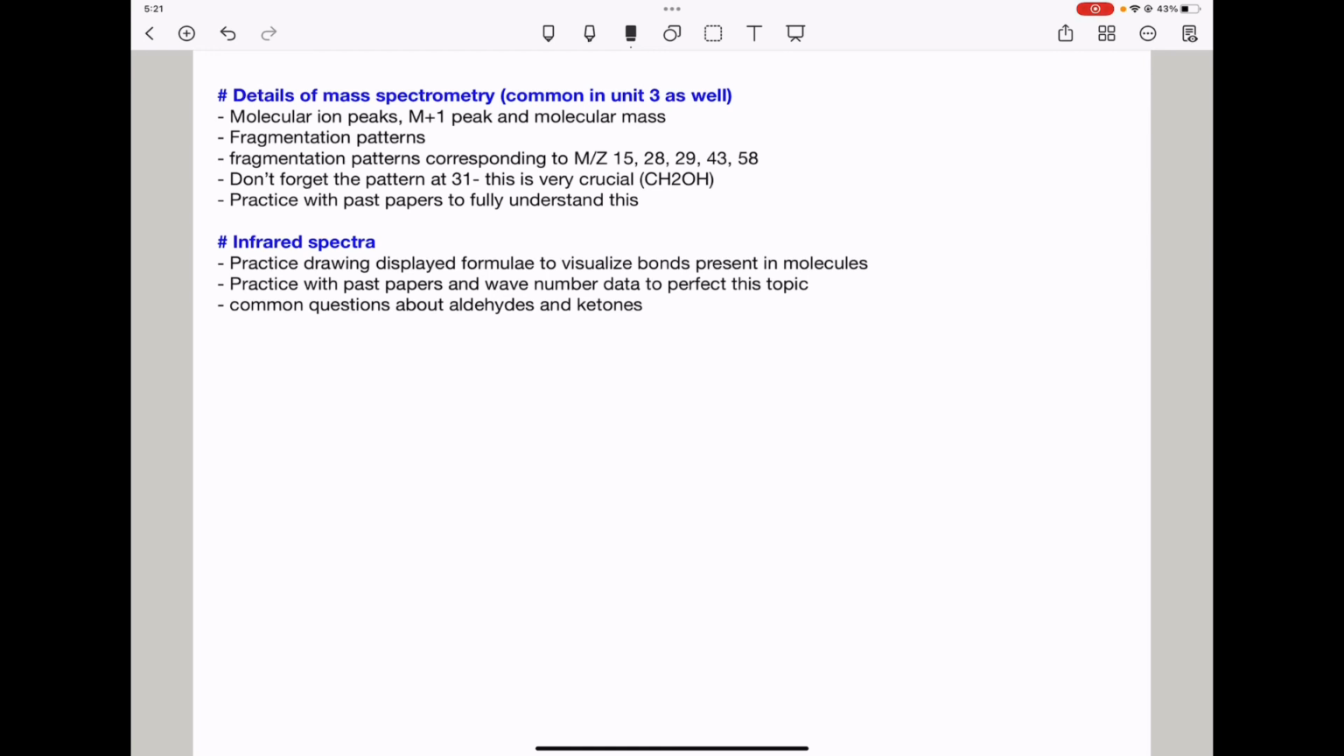Lastly, we talk about infrared spectra. You need to practice drawing displayed formulae to visualize bonds present in these molecules, like when the OH is present or the carbon-carbon double bond is present, and so on. Practice with past papers and wave number data to perfect this topic. They could also bring common questions about aldehydes and ketones. They have the same molecular formula, but the structures are different, so they could ask you to compare them in terms of infrared spectra. So this brings us to the end of this video, as well as the end of potential questions from Unit 2.